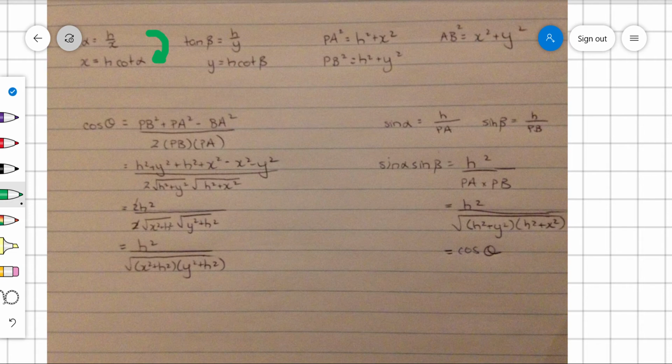because cot is just the inverse of tan. So to put our tan alpha on the other side of the equation, what I'm doing is the reciprocal, so 1 on tan alpha, which is cot alpha. All right, so hopefully that's okay.